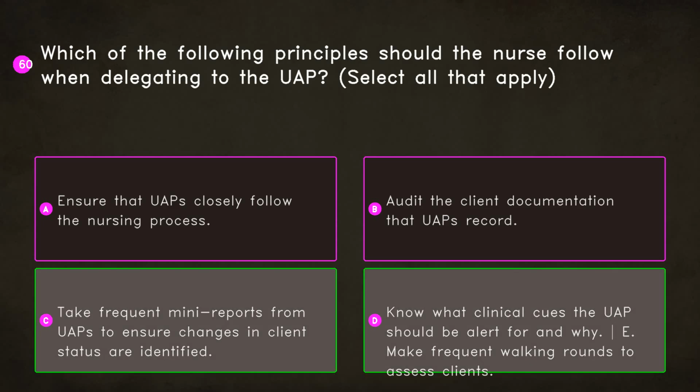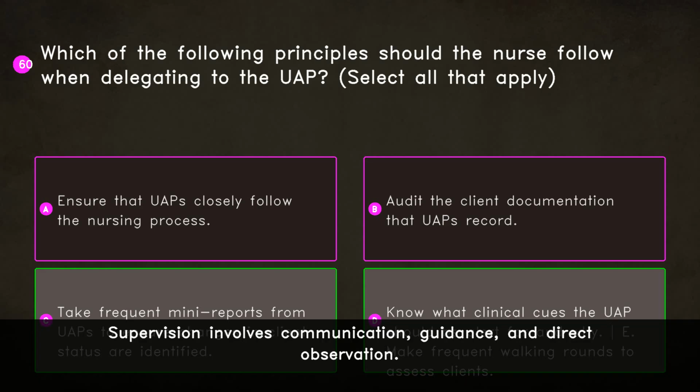The correct answer is take frequent mini-reports from UAPs to ensure changes in client status are identified, and know what clinical cues the UAP should be alert for and why. E. Make frequent walking rounds to assess clients. Supervision involves communication, guidance, and direct observation.